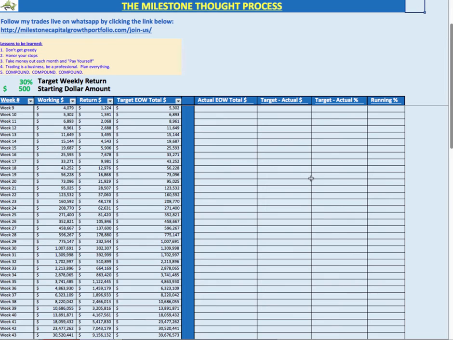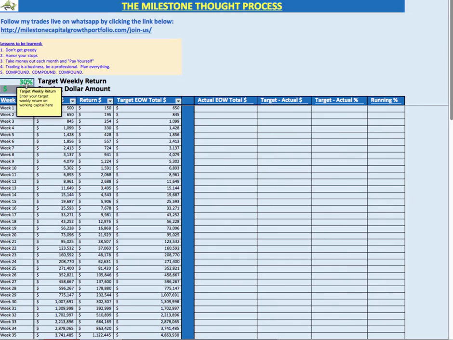So here's how we're going to start this. $500, okay? And these cells are all locked, so nothing's going to get messed up on you. But the cells that you move and change will stay open, of course, for you. So on week one, you have $500. You're looking to make $150 for your 30% return, which will give you $650. That's what your goal is.